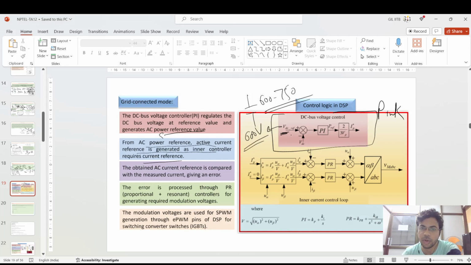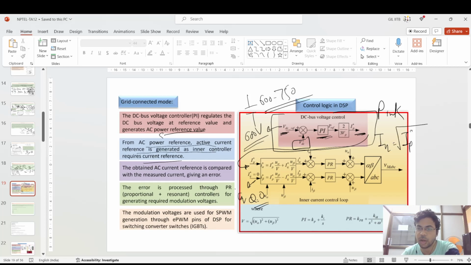So for the DC reference, suppose I want to take 600 volt, so I have set the DC voltage reference to 600 volt. So whatever DC comes through the PI controller, it will generate a P reference. After that the current will be generated, which is being used to feed into the system, whether the battery is to discharge or to charge. Okay, and the IQ is 0 because you don't want any reactive power in the system.